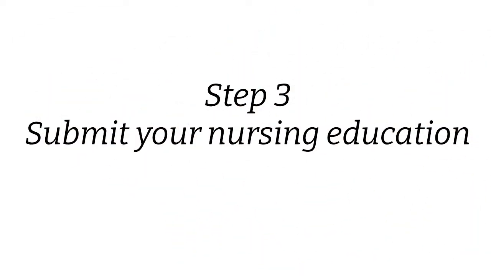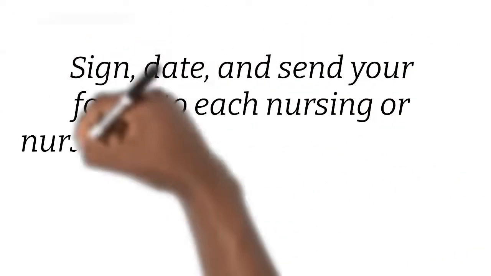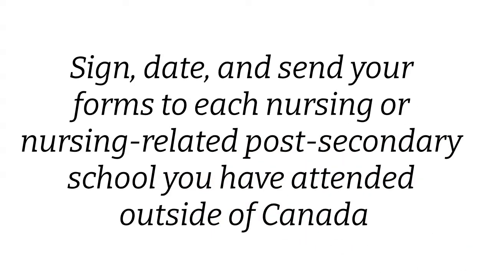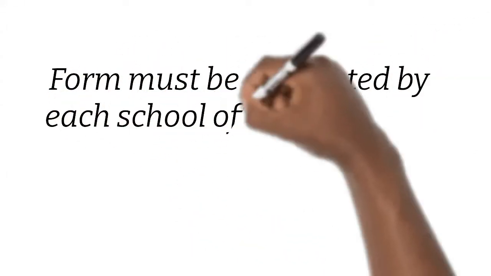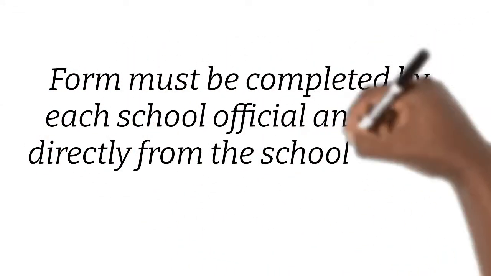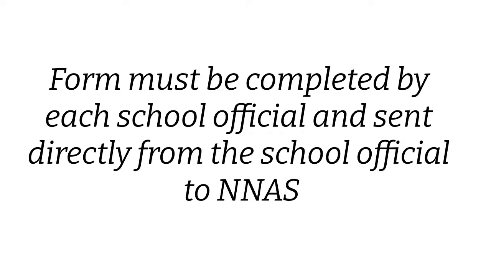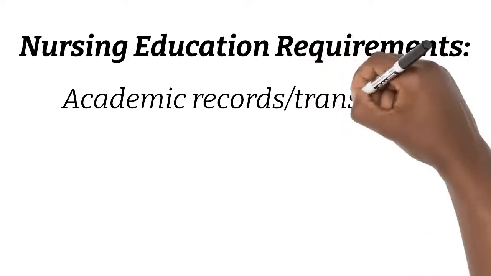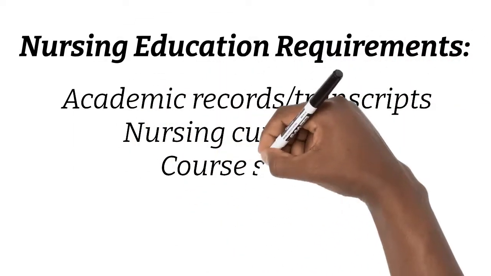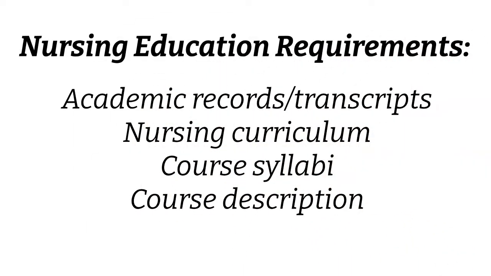Step 3. Submit your nursing education. You will need to download and print a nursing education form from your online account. Sign, date, and send your forms to each of the nursing schools that you've attended outside of Canada. The nursing education form must be completed by each school official and sent directly from the school official to the National Nursing Assessment Service by mail or courier. Now, please communicate to your schools that you require as much detail about your nursing education as possible, which includes your academic records or transcripts, nursing program curriculum, or course descriptions.